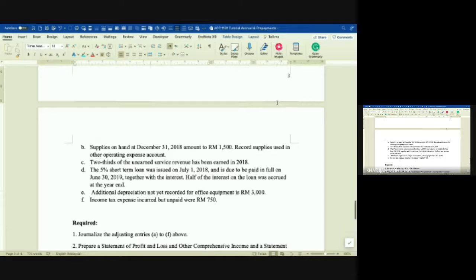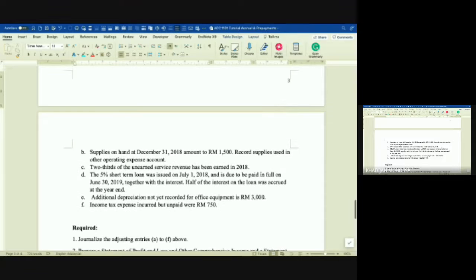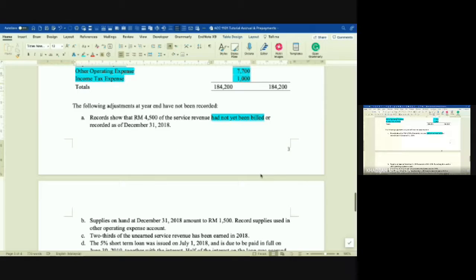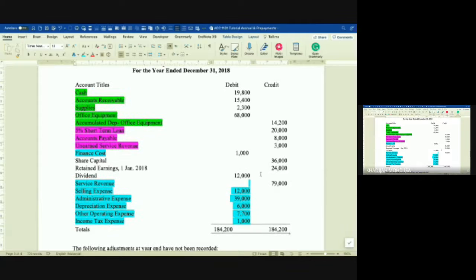The next one is the 5% short-term loan, which is now due to be paid in full on June 30th together with the interest. How was the interest on the loan accrued at the year end? This one is the most complicated for me. The 5% short-term loan was issued on July 1st, 2018, due to be paid in full on 30th of June 2019 together with the interest. Because your account closes on 31st of December, you have to identify what the interest is. You're going to pay the interest in 2019.